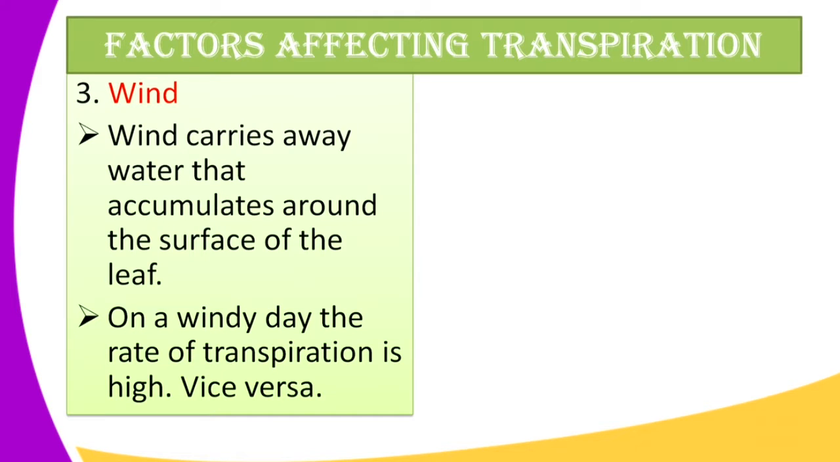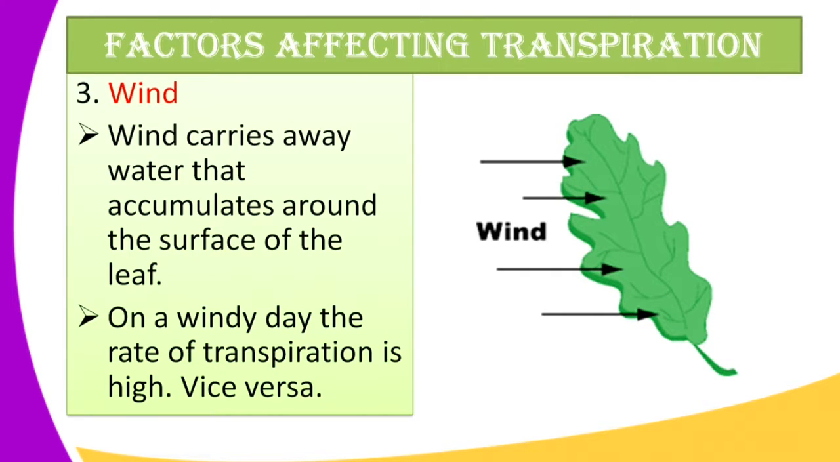The next factor that affects transpiration is wind. So the wind carries away water that accumulates from the surface of the leaf. So on a windy day, the rate of transpiration is going to be high, while on a day that is not windy, the rate of transpiration is going to be very low. So at the surface of the leaf, that is where the water vapors accumulate. So on a windy day, the water will be carried away. So it means this plant has to take in more water, and more water has to be lost through transpiration.